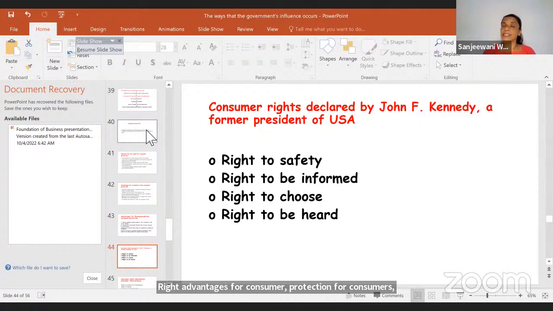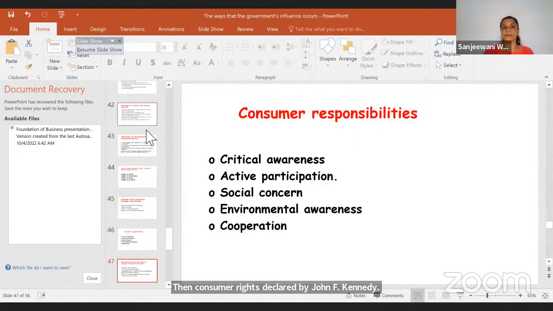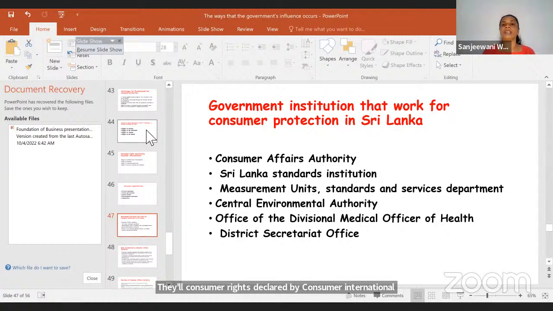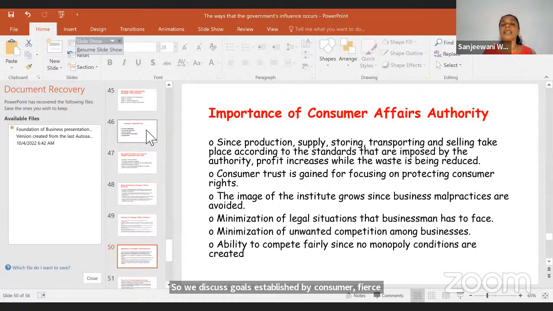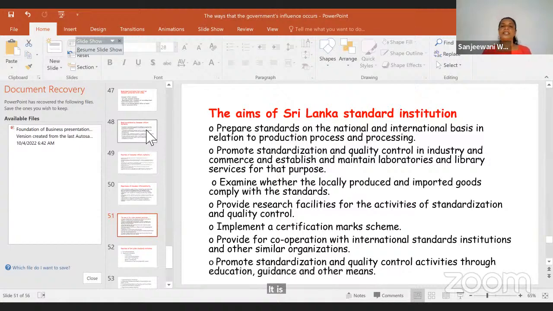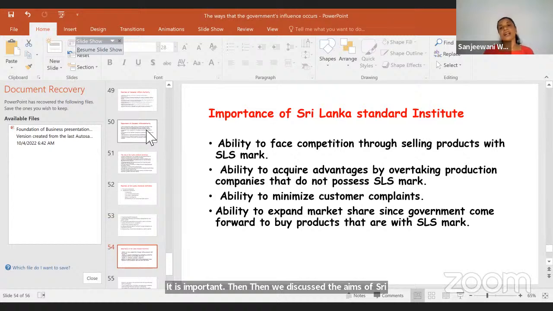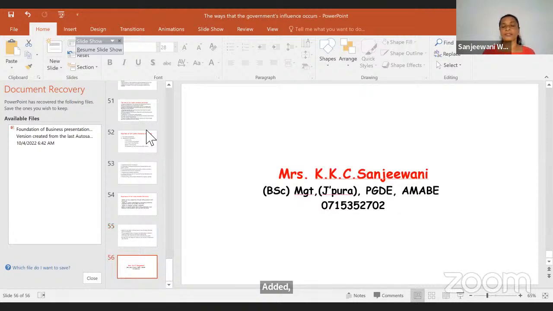Then consumer rights declared by John F. Kennedy. Then consumer rights declared by Consumers International. Then consumer responsibility. Then I gave you the list of government institutions that work for consumer protection. From those institutions, basically we discussed the Consumer Affairs Authority and the Standards Institute. So we discussed the goals established by the Consumer Affairs Authority and their functions and why the Consumer Affairs Authority is important. Then we discussed the aims of the Sri Lanka Standards Institution and their functions and why the Sri Lanka Standards Institution is important, right? So children, that's all for today's lesson, right?